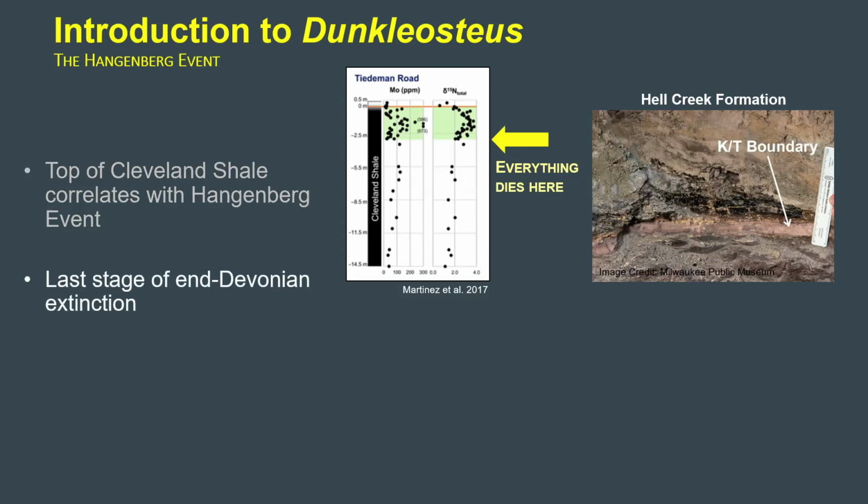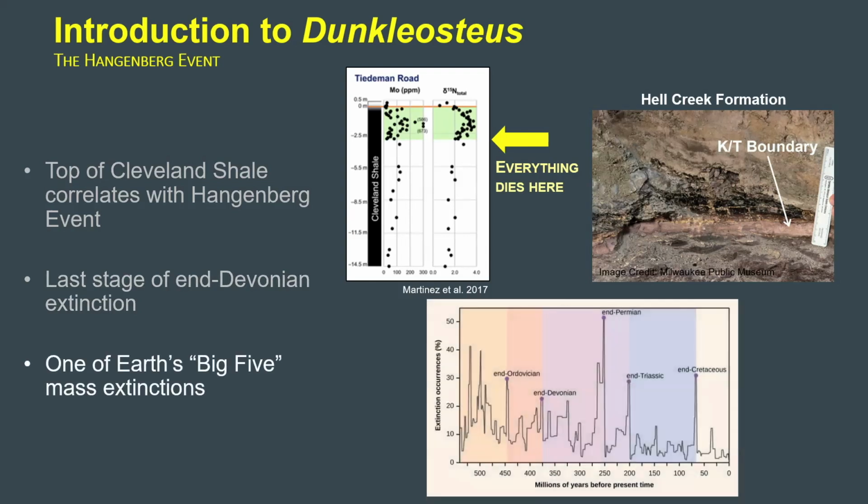The end-Devonian extinction is kind of complicated. I don't really want to go into exactly what. I don't just say the end-Devonian extinction, there's multiple parts to it. It's a very strange extinction. And in total, the end-Devonian extinction is considered one of Earth's big five mass extinctions. About half of all life on Earth is thought to have gone extinct over this broader period.